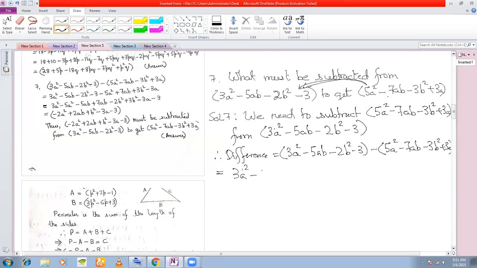So 3a square minus 5ab minus 2b square minus 3 minus 5a square. And we change the sign of whatever term that we have inside the brackets. So from plus 5a square, this becomes minus 5a square. Minus 7ab becomes a plus 7ab. Minus 3b square becomes a plus 3b square. And plus 3a becomes a minus 3a. Now we look for like terms. 3a square is here and minus 5a square is here. So we take them together. 3a square minus 5a square.